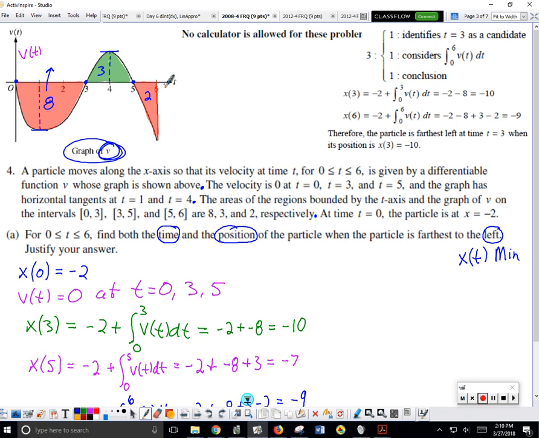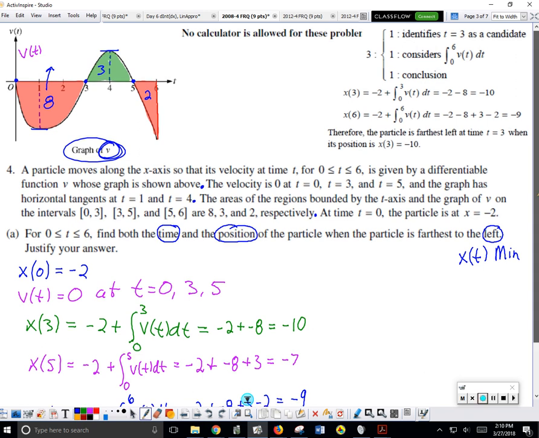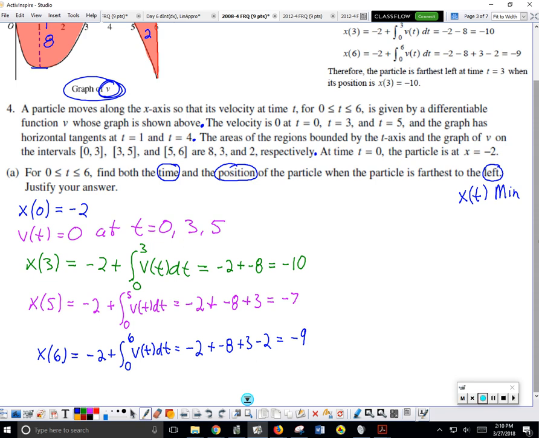So I need some sort of mathematical proof that it didn't end up further than -10. That's why they require that you have that integral. That's absolutely required. So, please.